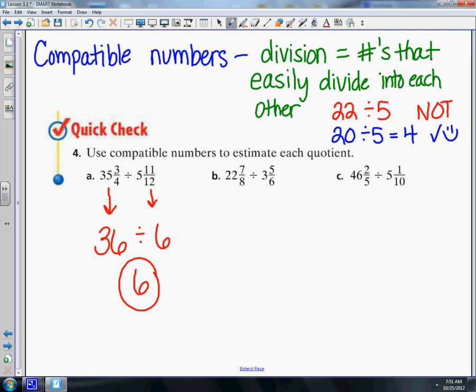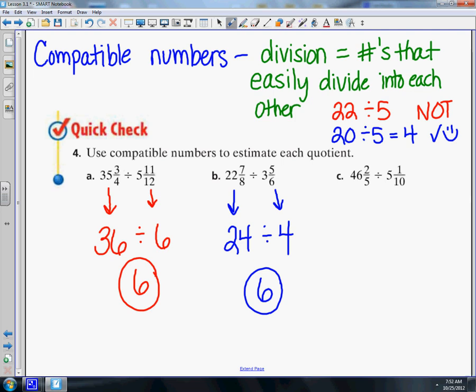All right, so for B, I look at my number and it's 22 7/8. Now, if I round that to 23, I can't really divide by a 3 or a 4. Neither of them work. So those are not compatible numbers. So what you want to do is round it a little bit higher to 24, and then I can divide it by 4, which makes it a nice, easy division problem. That's what you're looking for. You're looking for an easy division problem.